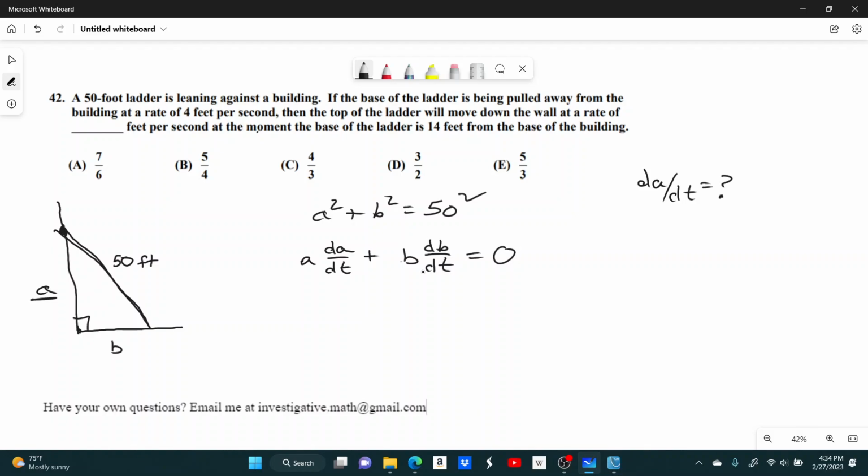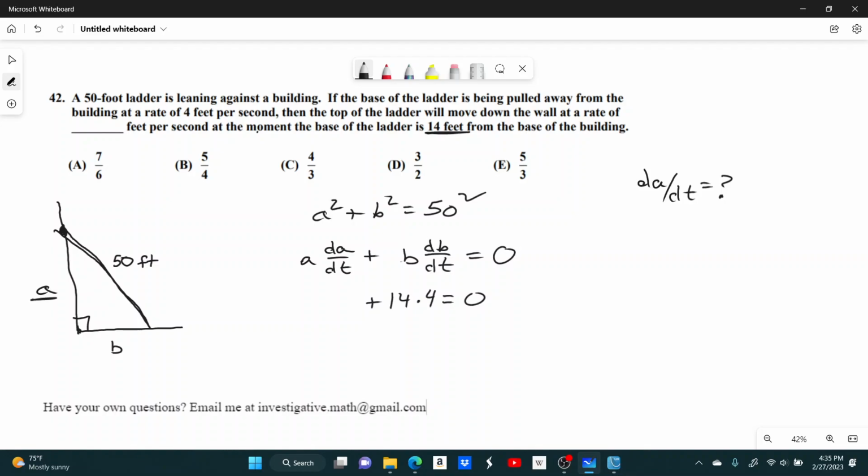So I bet we can find these other three things and then just solve for it. Well, can we solve for a? We don't know how tall it is, so let's just leave that alone for now. We do know how far away from the wall it is at this point. It says it's 14 feet away. So 14. And do we know dB/dt? Well, it's being pulled away from the building at a rate of 4 feet per second. So yes, we do know that. That's just going to be 4.